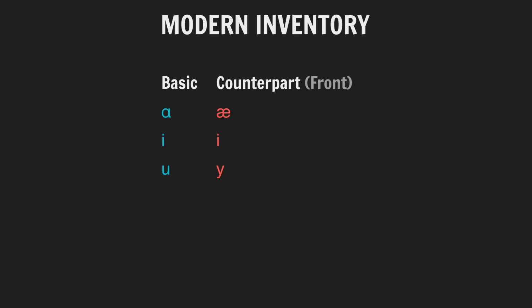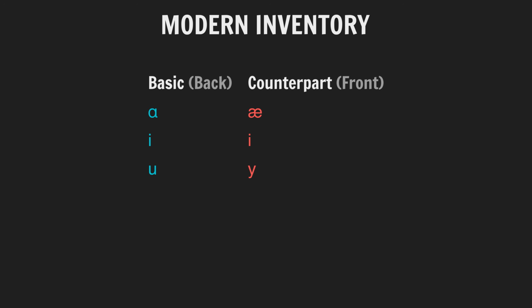So, how did I get these vowels? Well, a is a low back unrounded vowel, so I fronted it to a low front unrounded vowel. E is already a front vowel, so it remains the same. You can't front a front vowel. U is a high back rounded vowel, so I fronted it to a high front rounded vowel, ü. Simple. Because my counterpart set is front, I can rename my basic set to back.